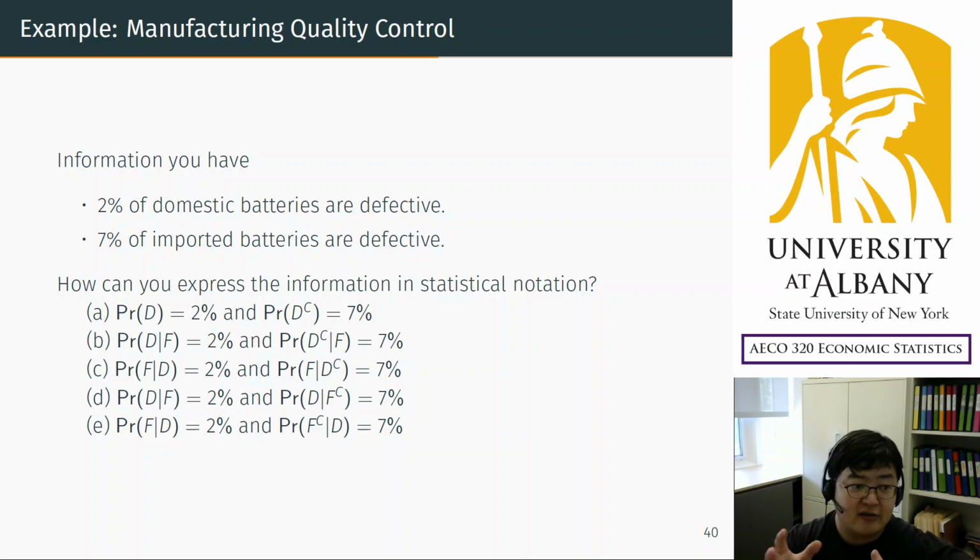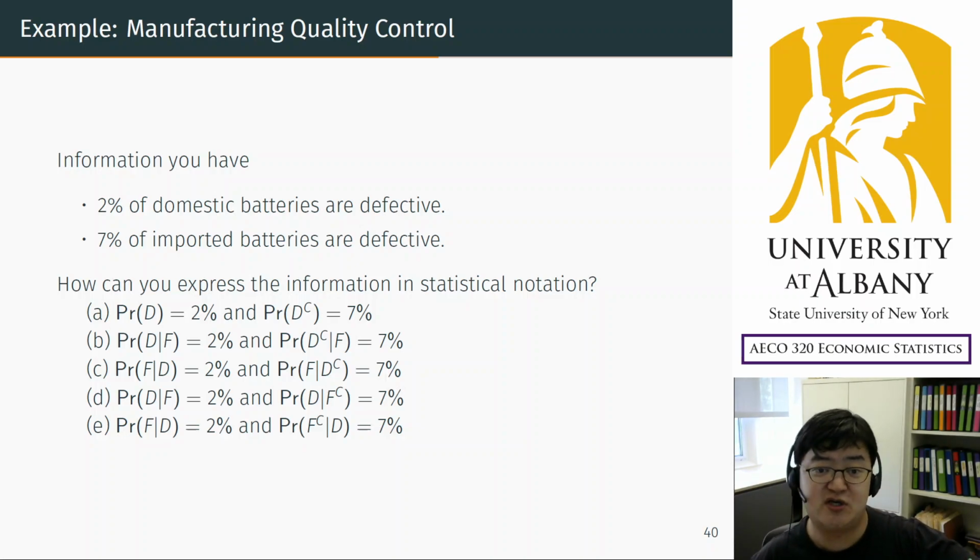Now, again, the important part is this. Express the information in terms of statistics. Try to connect the conditional probability concepts to this information, how you may translate the information to conditional probabilities. Again, F stands for defect, D stands for domestic. Defect is F, domestic is D.